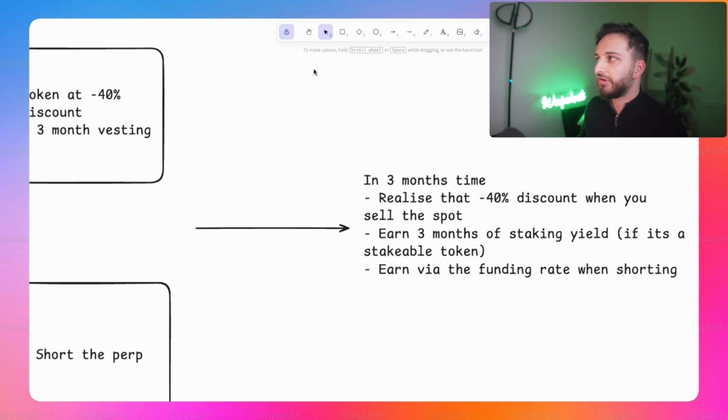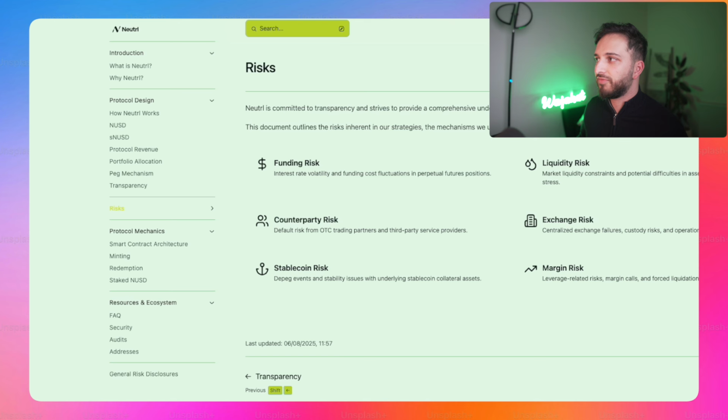Now, of course, there are risks with this, and Neutrl go over these risks really well in the docs. So funding rates, they can go negative. Counterparty risk, what if those tokens don't get delivered? What if people want to exit all of a sudden and these tokens are locked for a number of months? These are all very valid risks, and they go over all of them very well in this document.